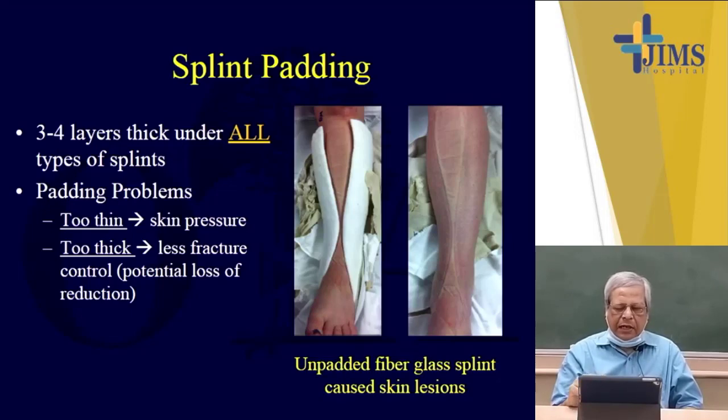Nowadays, these fiberglass plasters have come in. We use them quite often because these are very strong, unbreakable, and patients can work on this. But some precautions have to be taken. 3 to 4 layers of cotton roll are to be applied circumferentially. If it is applied directly to the skin, it causes skin pressure. This happens. This is a complication.